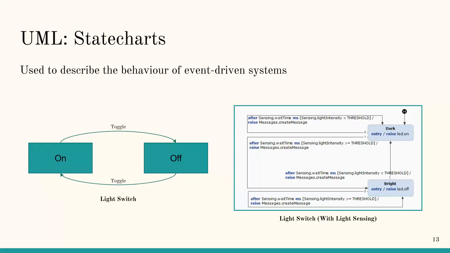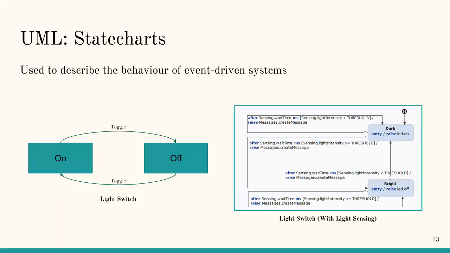Moving on, we have state charts. State charts are used to describe the behavior of event-driven systems. On the left is a simple example of a state chart. There's a light switch. The light switch can be in two states, on or off, and it can switch between the two states through an event called toggle. On the right, there's a more complex example.